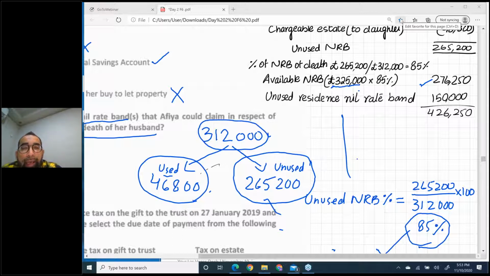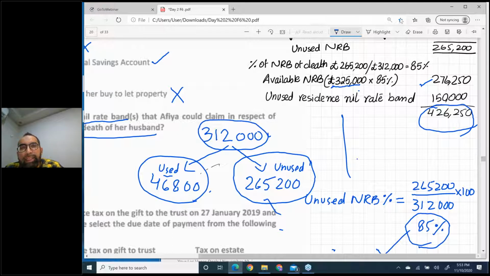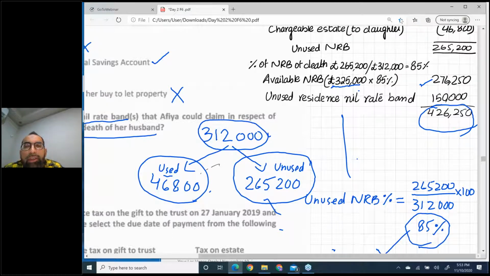Now, you just read the story. At that time, the husband didn't have any main residence, so definitely his residence NRB is also unused, so the residence NRB will also be transferred to the wife, and that is 150,000. So the total NRB she can use from the deceased husband is 276,250 plus 150,000, that is 426,250.